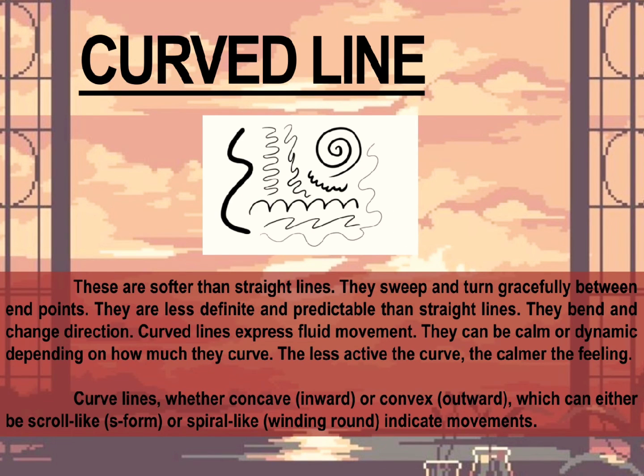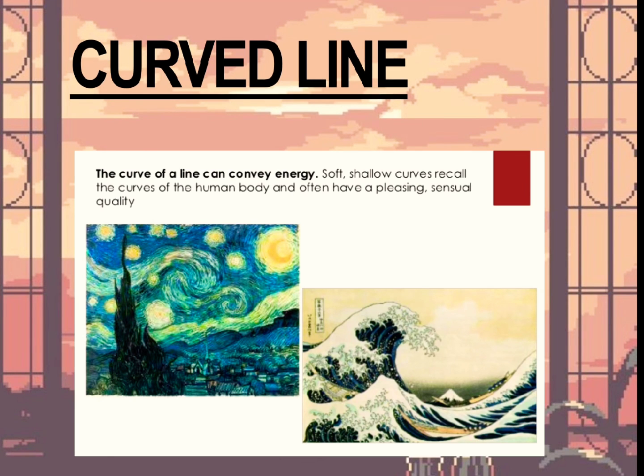Curved lines are softer than straight lines. They sweep and turn gracefully within endpoints. Curved lines express fluid movement. They can be calm or dynamic depending on how much they curve. The less active the curve, the calmer the feeling. The curve of a line can convey energy. Soft, shallow curves recall the curves of the human body and often have a pleasing sensual quality.